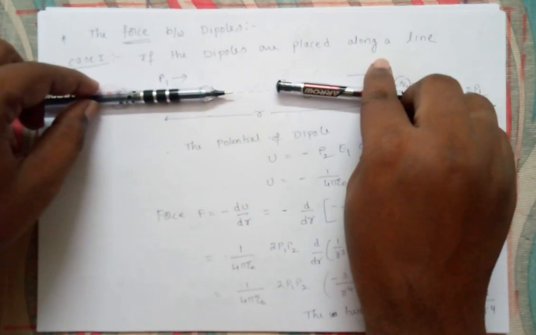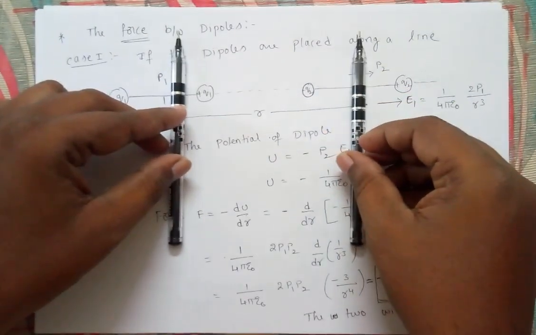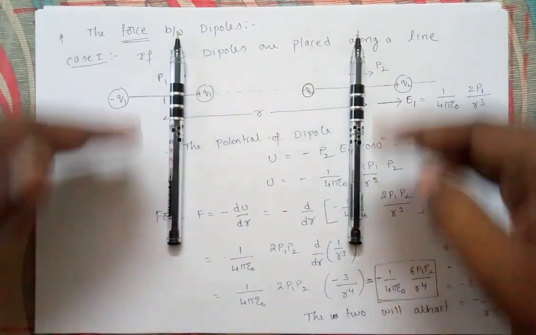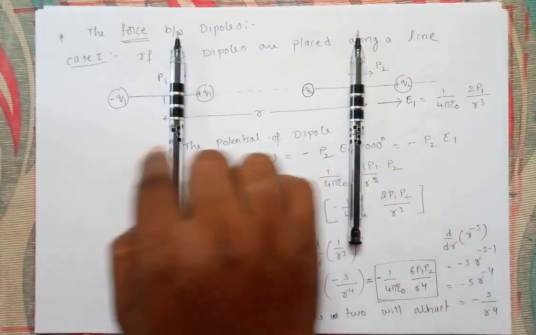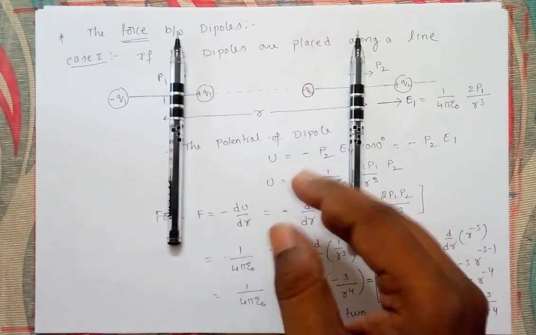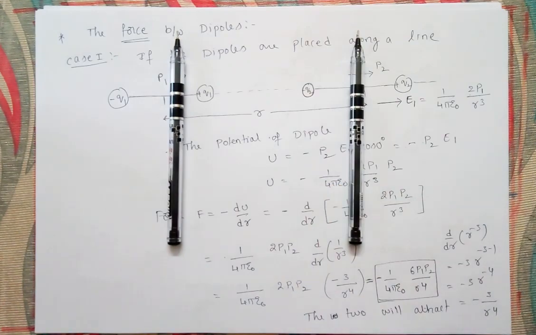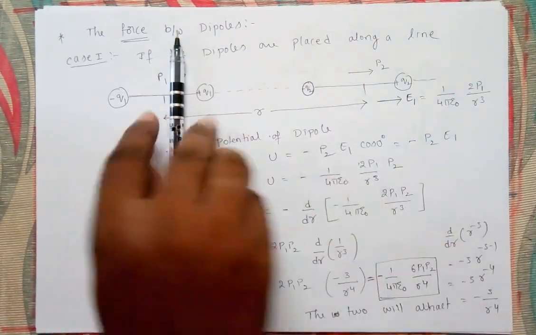Now we discuss this kind of arrangement. The dipoles are arranged vertically, perpendicular to the line joining the two centers. Then what is the electric field, and what is the force between the electric dipoles? We will discuss it. Now we go for the second case.